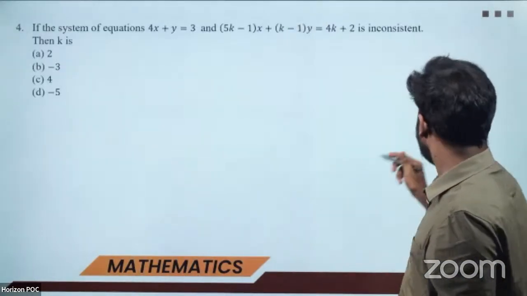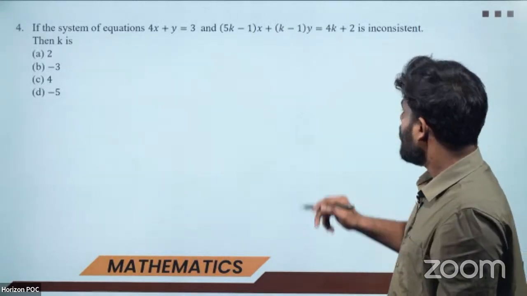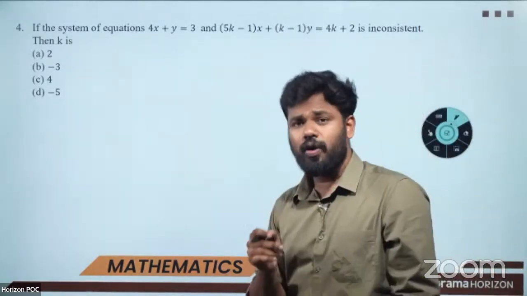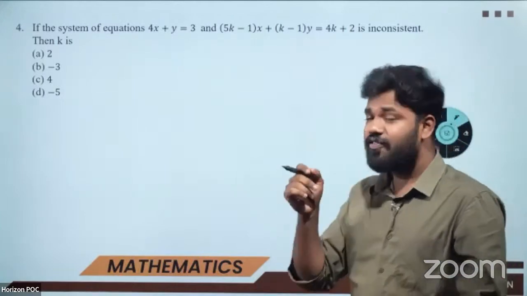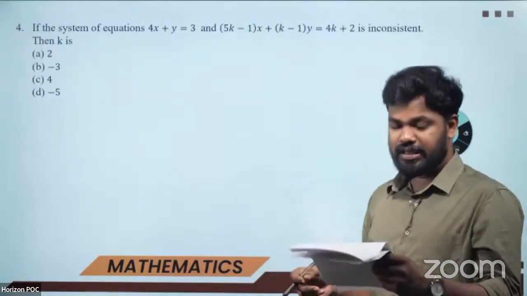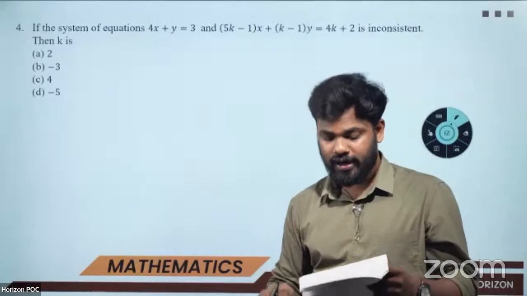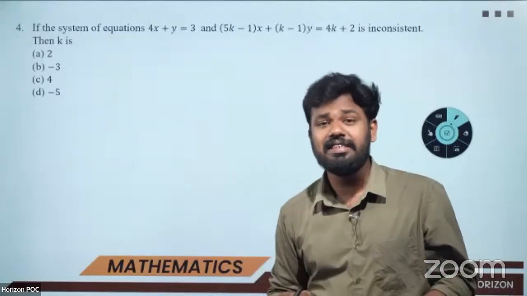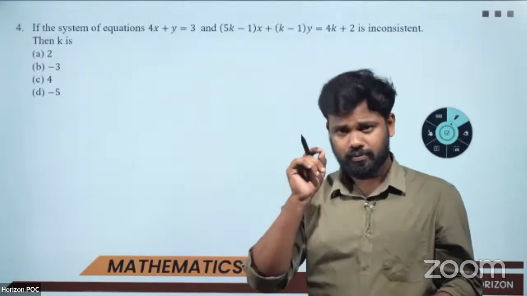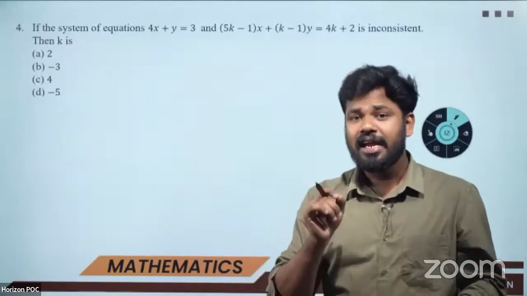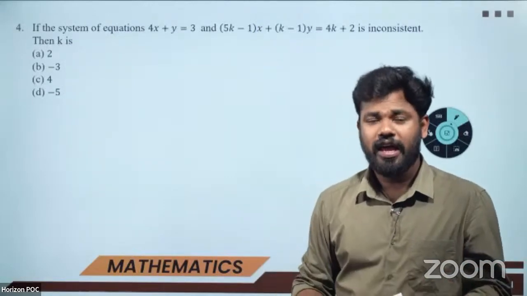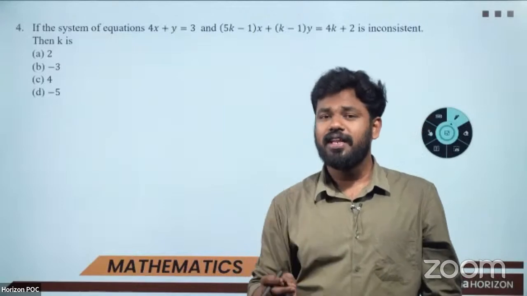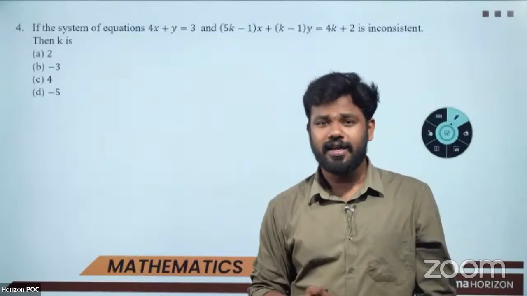Next, we have the fourth question, that is the system of equations 4x plus y is equal to 3 and (5k minus 1)x plus (k minus 1)y is equal to 4k plus 2 is inconsistent. What is given there? The pair of equations is inconsistent. What is the value of k? Again, they are asking us to find the value of an unknown quantity, right?